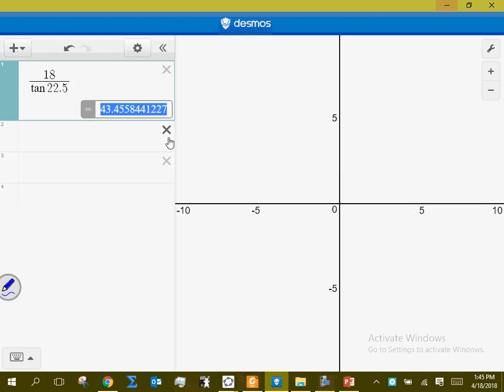So that's my apothem, right? Does that make sense? Okay. And the idea is I told you to round to the hundredths place, right? So my final answer I want to be to that place value.